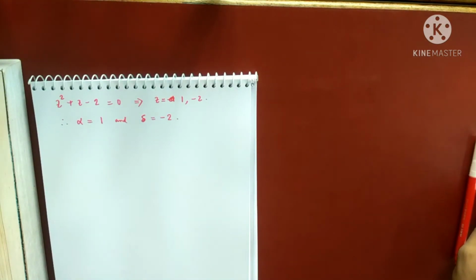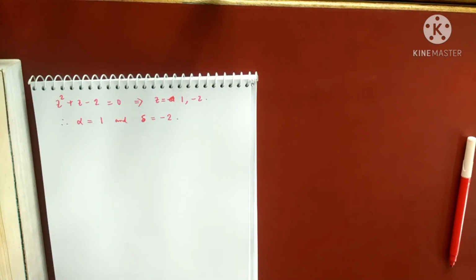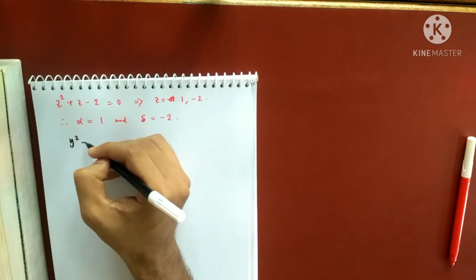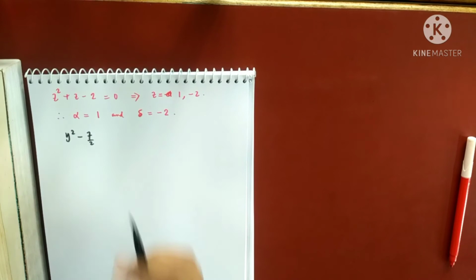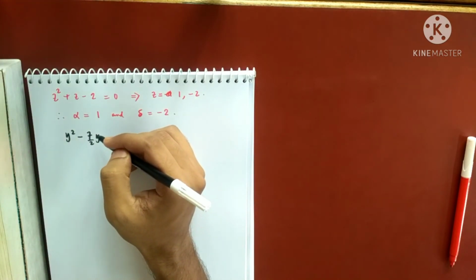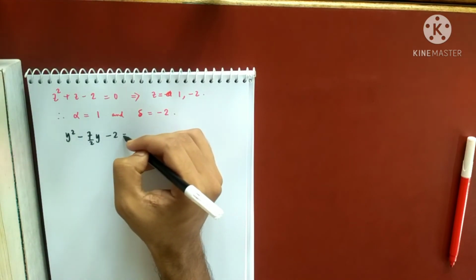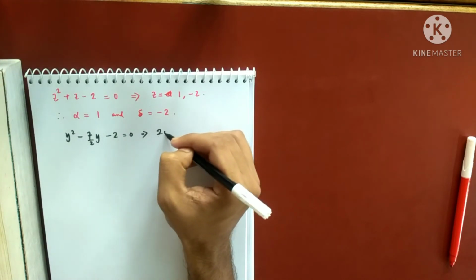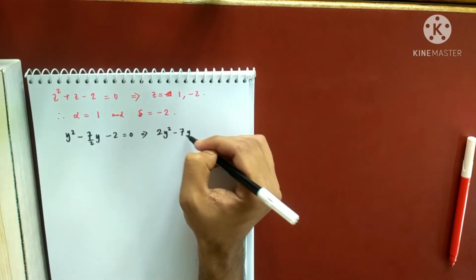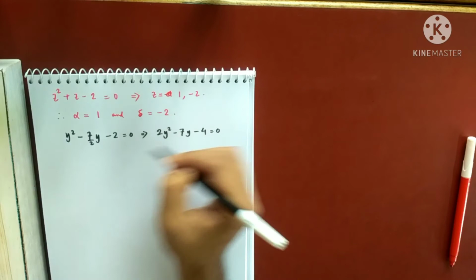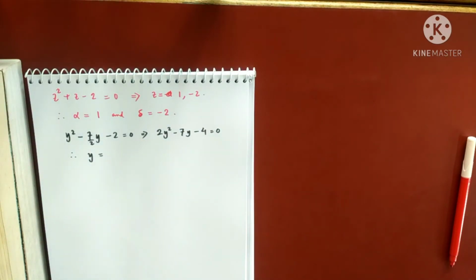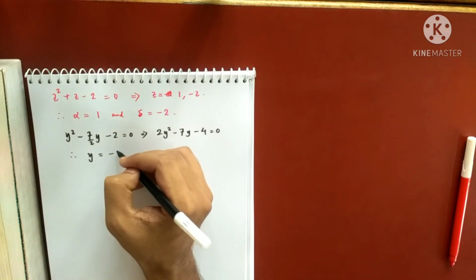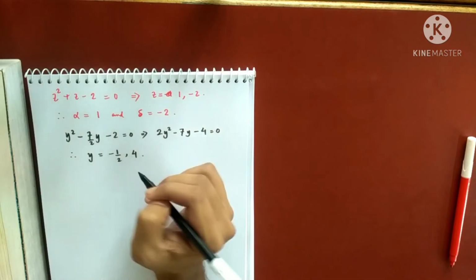Similarly, if I solve the remaining quadratic, what was the remaining quadratic? y square minus 7 by 2 y minus 2 equals 0. What am I getting? 2y square minus 7y minus 4 equals 0. So therefore y, you can solve this quadratic, you will get minus 1 by 2 and 4.